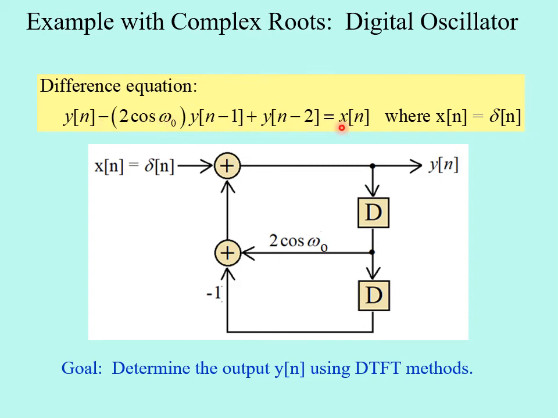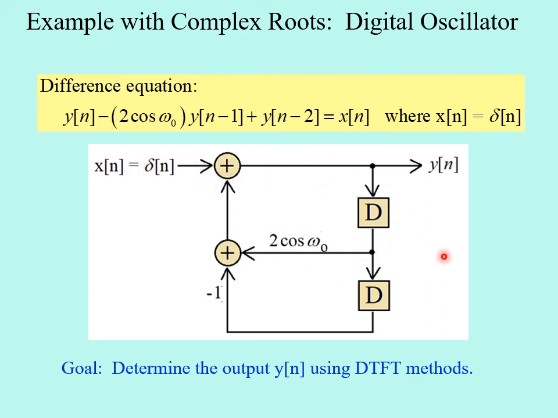So from this difference equation, by solving for y of n, we can draw the following block diagram for the system. Here's y of n, it goes through a delay, and it's multiplied by 2 cosine omega naught. That's that term right there. We send y of n through another delay, we get the y of n minus 2 term, multiplied by minus 1, because this term has been moved to the other side, and it's added to the x of n here. So this is the block diagram for the system.